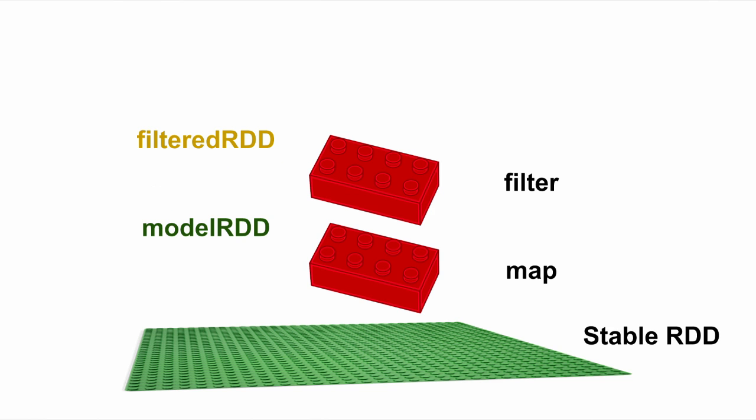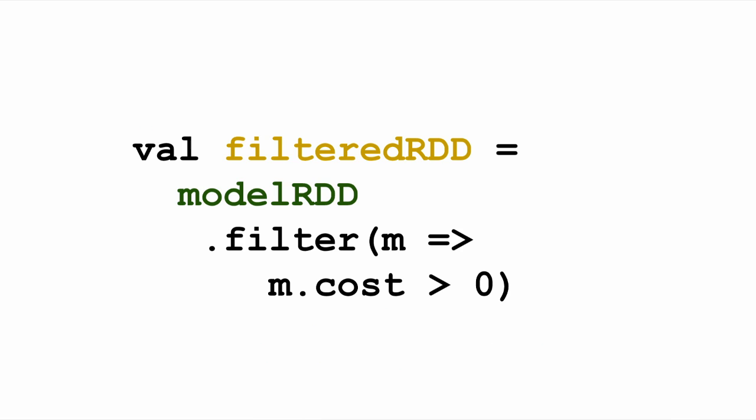And then, after that, let's apply another transformation, in this case filtering. We want to filter out anything in that model that had a cost less than 0. We don't care about free stuff. Let's only care about the things that cost money. And we now end up with a filtered RDD.